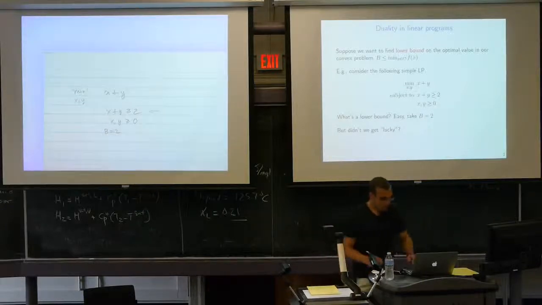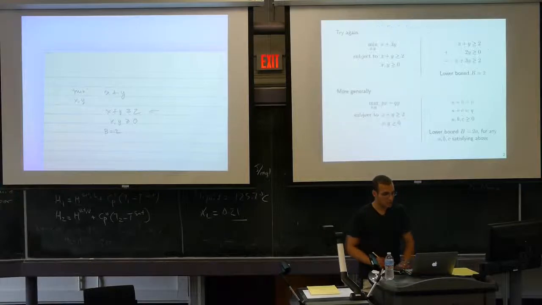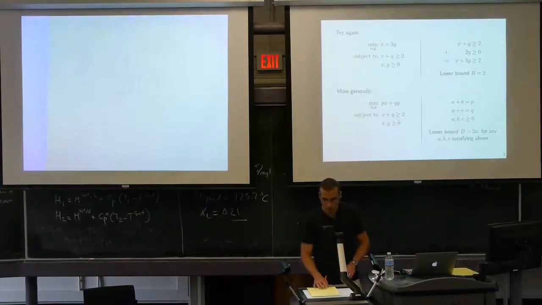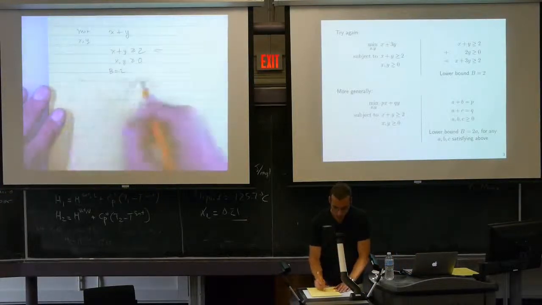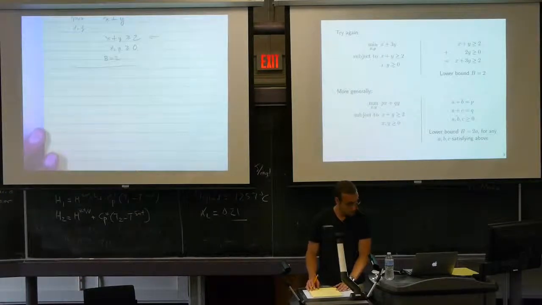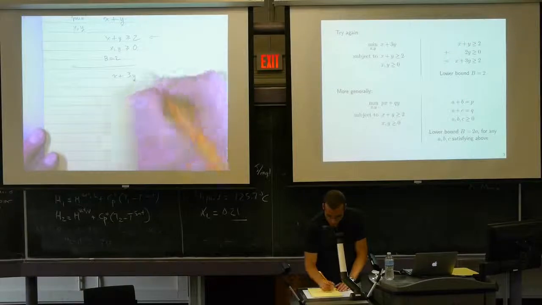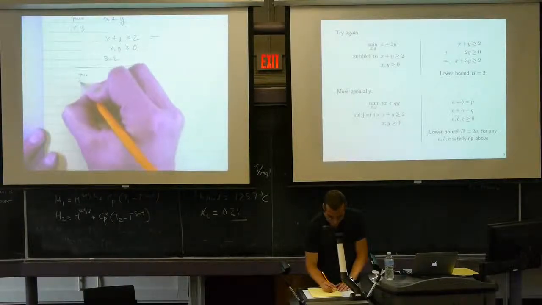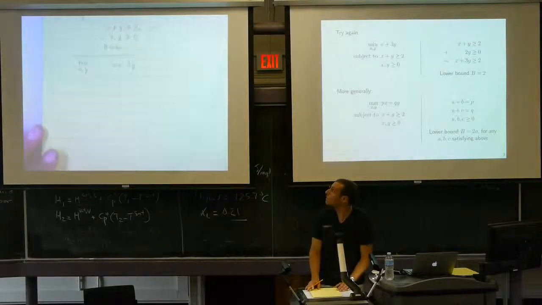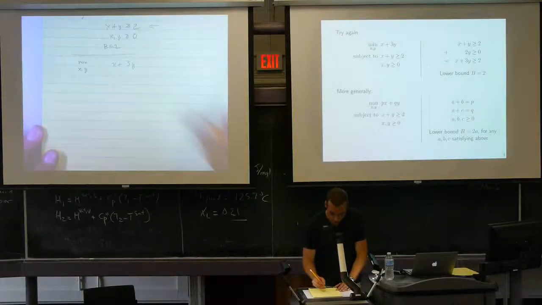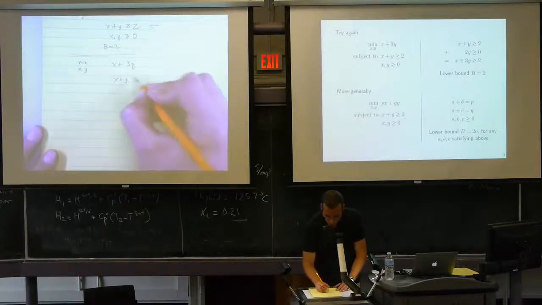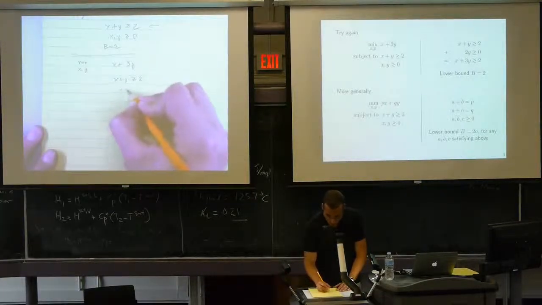And maybe you think, well, we just got lucky because I wrote down this linear program, and that's not a very general strategy. So let's try to do it again, but with a little bit more complicated an example. Let's suppose now we had minimize x plus 3y subject to the following constraints. Again, we have x plus y is bigger than or equal to 2, and x and y are non-negative.